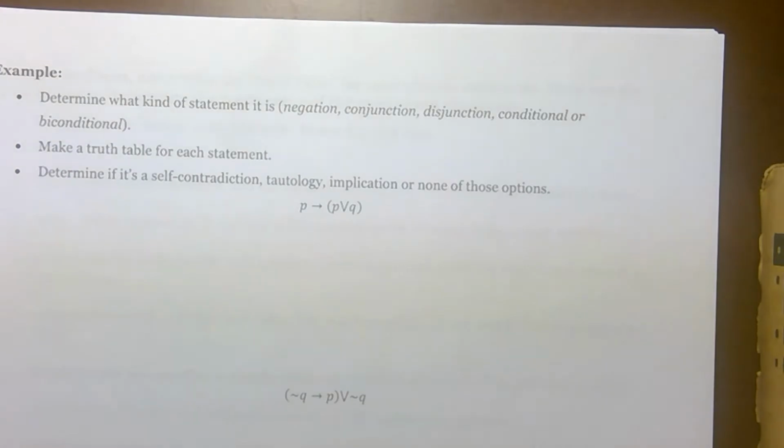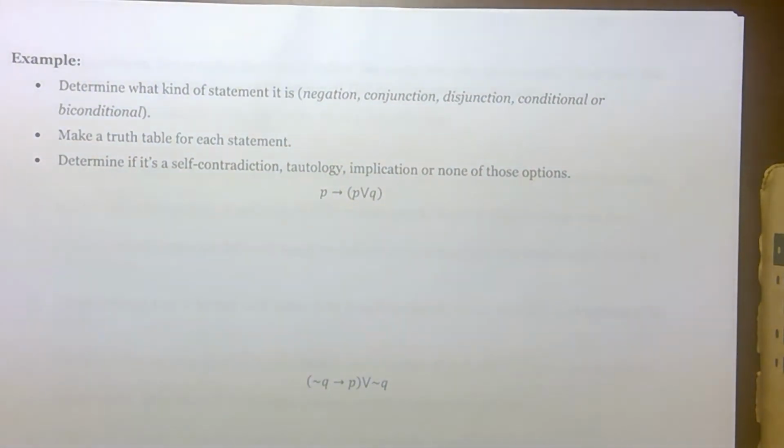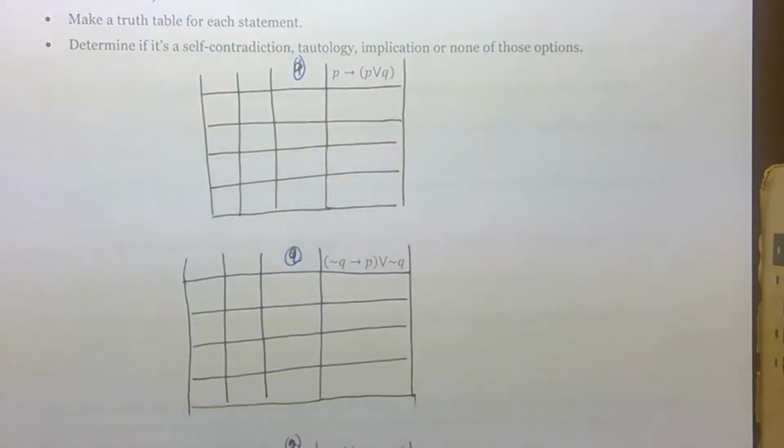Okay, let's practice some of this by looking at some more truth tables. All right, so on the next page, we have 4 truth tables, 1, 2, 3, 4 truth tables, and we are going to determine what kind of statement it is, whether a negation, conjunction, disjunction, conditional, or biconditional. We're going to make a truth table for the statement, and then determine if it's a self-contradiction, tautology, implication, or none of these options.